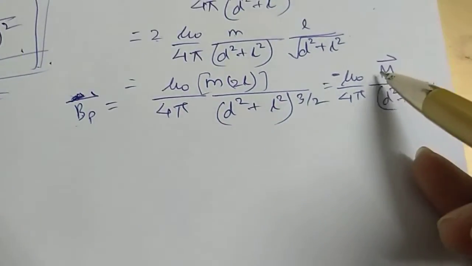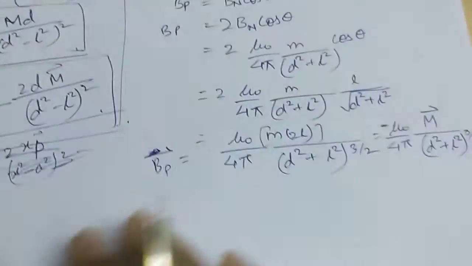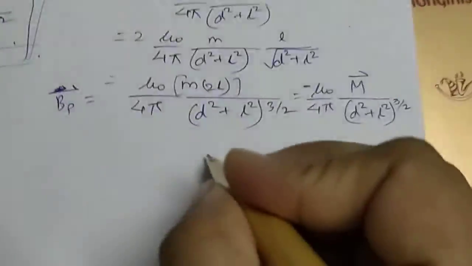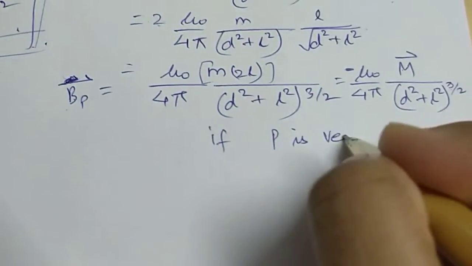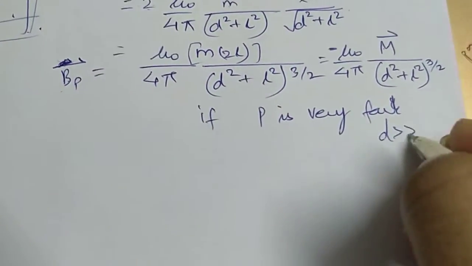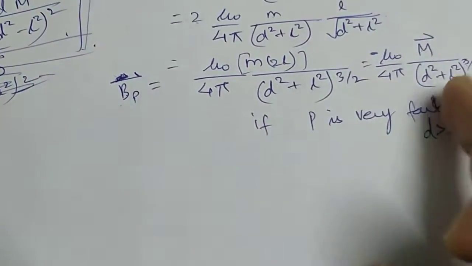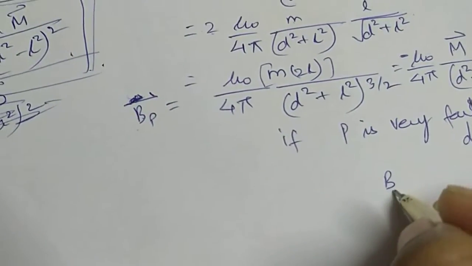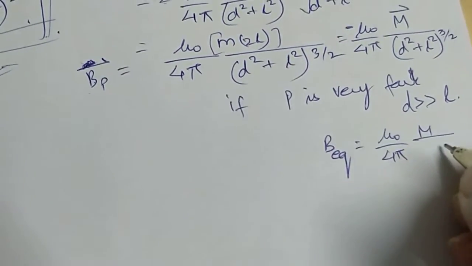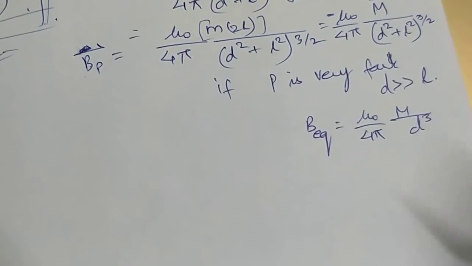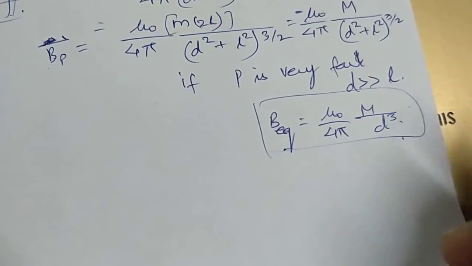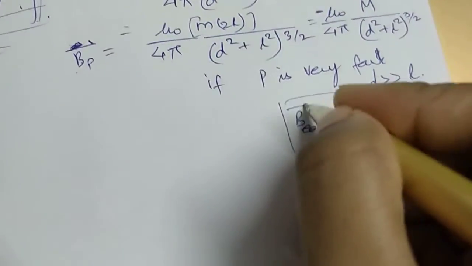Now suppose this is an ideal dipole. Then this distance will be very small and point P is very far. If P is very far, then it will be an ideal dipole, so d will be much greater than L. If d is much greater than L, we can neglect L. In that case, the magnetic field on the equatorial line becomes mu naught by 4 pi, M upon d cube. So you see the magnetic field is inversely proportional to the cube of the distance. In vector notation, it is with a minus sign.